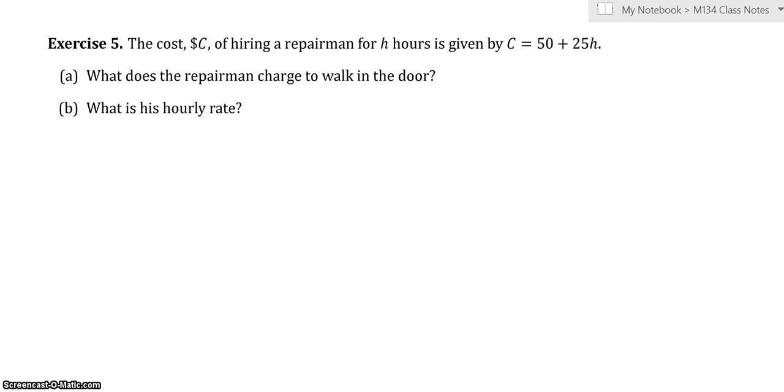It says that the cost, C dollars, of hiring a repairman for H hours is given by this formula. C is equal to 50 plus 25H. What does the repairman charge to walk in the door? What is his hourly rate? Go ahead, try this, and come back when you're ready. Okay, here's the answers. The answer to part A, what he charges to walk in the door, would be $50. And what is his hourly rate? It's $25 per hour.